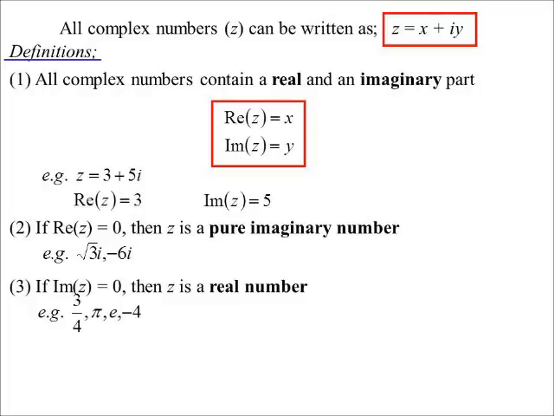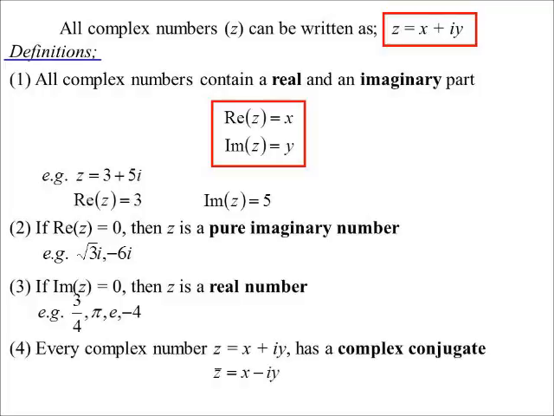3/4 would be an example. Pi would be an example. E is an example. -4. We can think of lots of examples of real numbers.